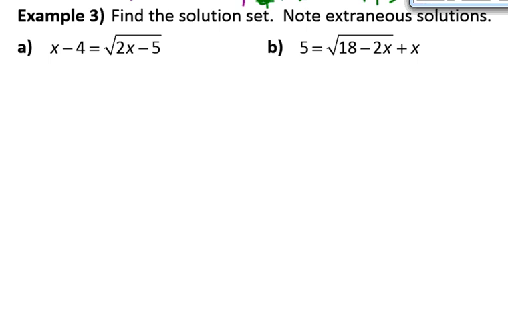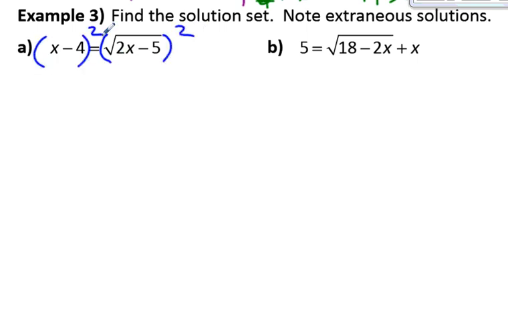So example 3 is a little bit different. So let's look at A. Is the radical isolated? That's the first thing you want to do when you have a radical, is get the radical by itself. For part A, it is. So once the radical is by itself, your step is to square both sides.